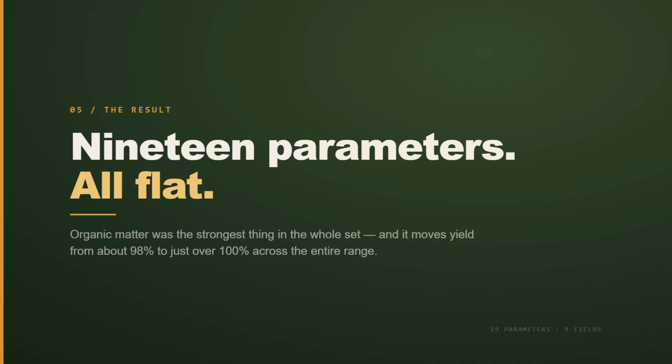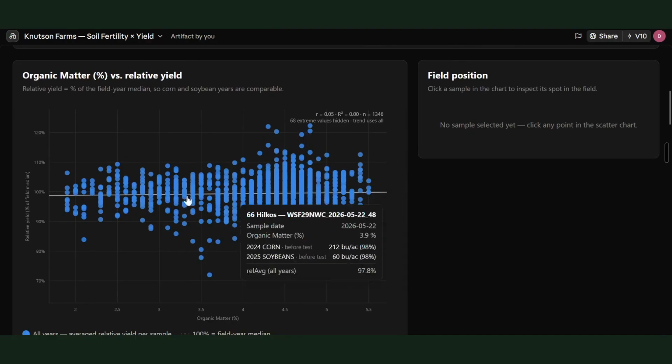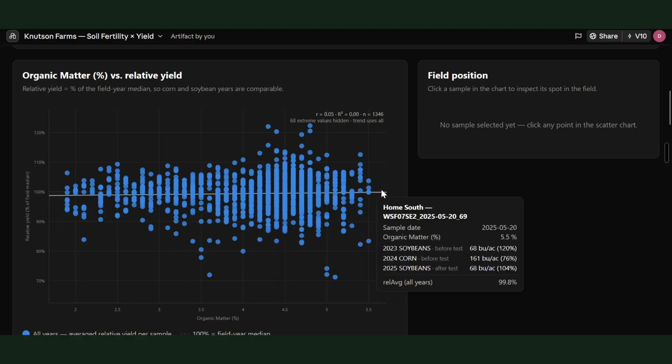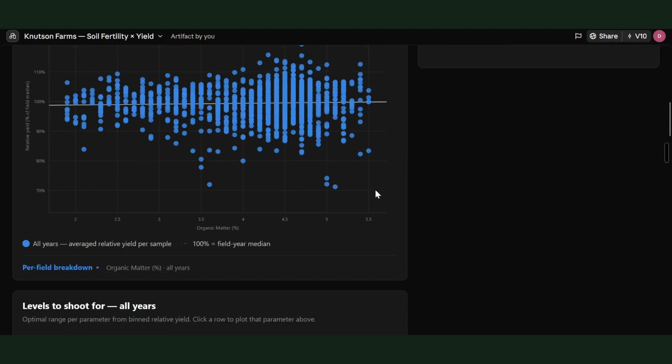So when it comes to what I actually found, all the data across 9 fields, I found hardly any correlations. All the 19 parameters were basically just flat. Let me show you here. So organic matter versus yield was probably one of the biggest trend lines. You can see it goes from about 98% up to a little over 100%, from 2% to 5.5% organic matter.